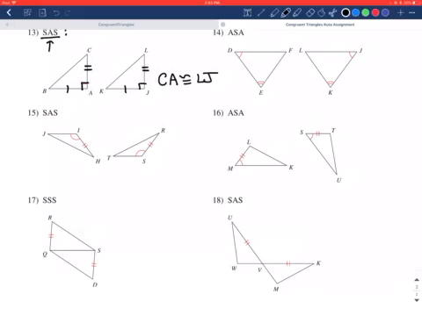I'll go over 16. Angle, side, angle. So for this one, we have an angle, and we have a side. Angle, side. We need another angle. But not just another angle. We need an angle where the side would be in between. So obviously that would have to be L and T. L and T would be the other two that we need to know.